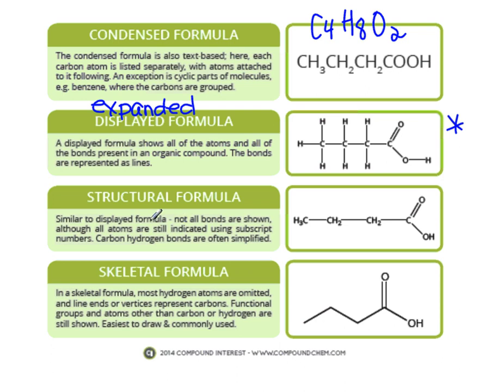The next one is your structural formula. This is similar to the displayed formula or expanded formula up above, but you don't see all of the bonds. You still see bonds between carbons and oxygens or between other atoms, but where the hydrogens are, they're condensed. They're just simplified. The last one's called a skeletal formula or a line formula or line diagram.